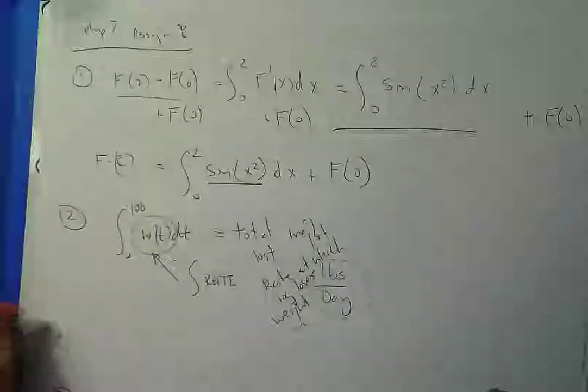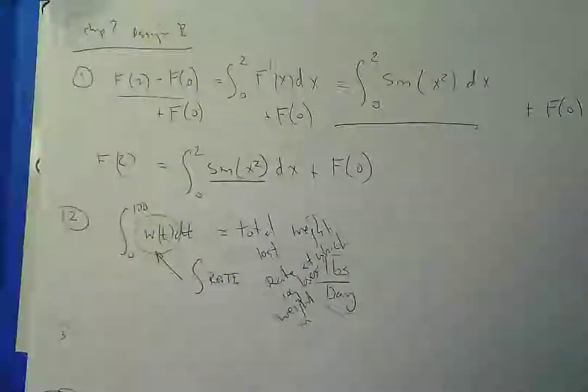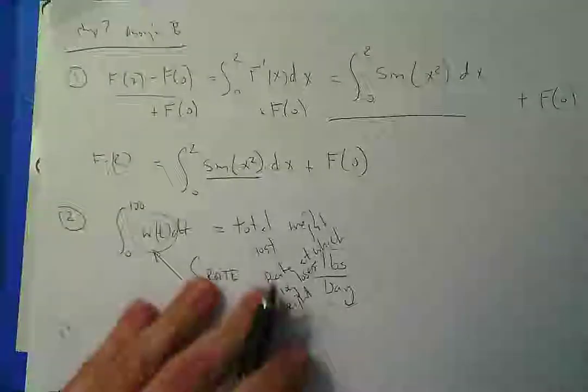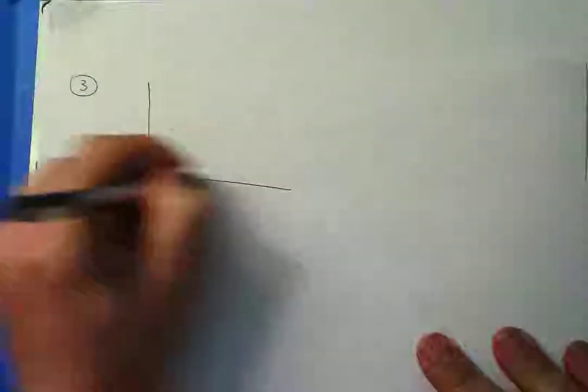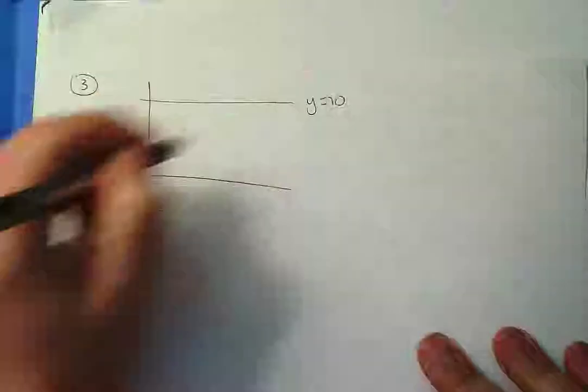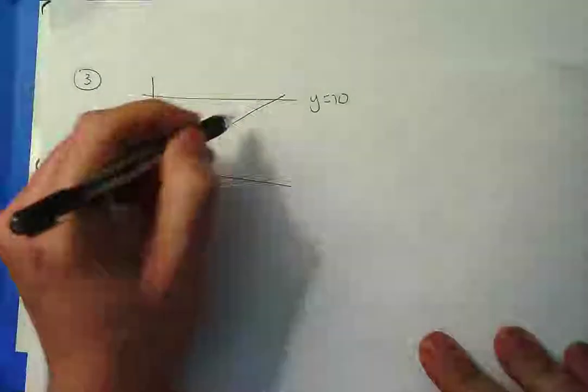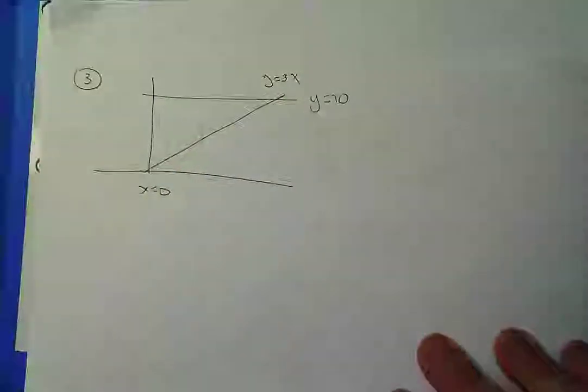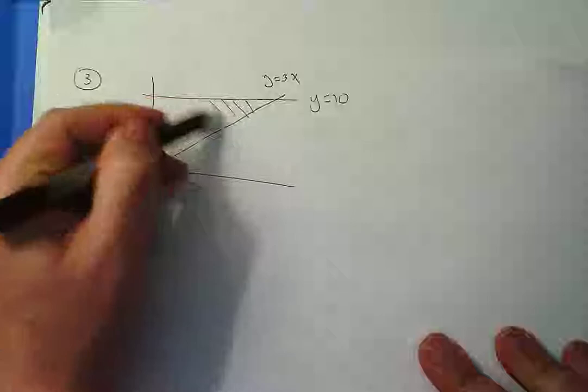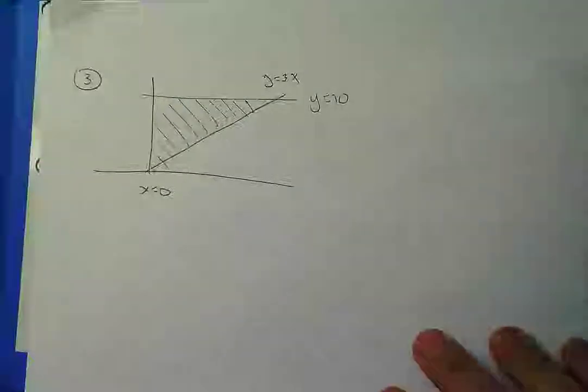Okay. 3. 3 says, sketch this. Okay, so let's sketch this. We've got x equals 0, y equals 10, and y equals 3x. And we want the region bounded by these three lines. Okay. Says first, set up an integral to represent the area of the region. Evaluate the integral as an exact value. Do not use your calculator. Confirm the answer with geometry.